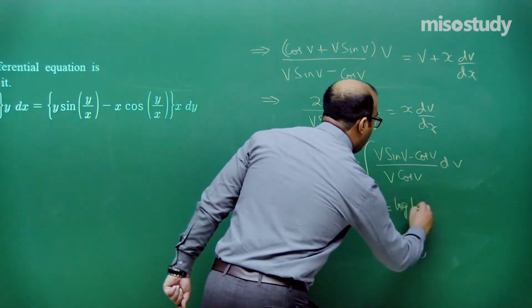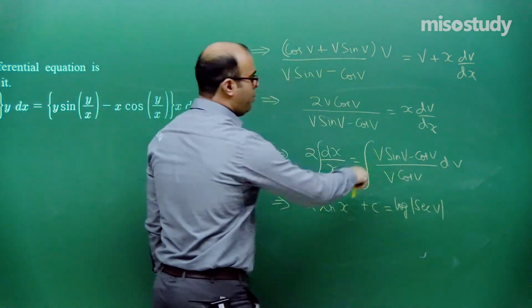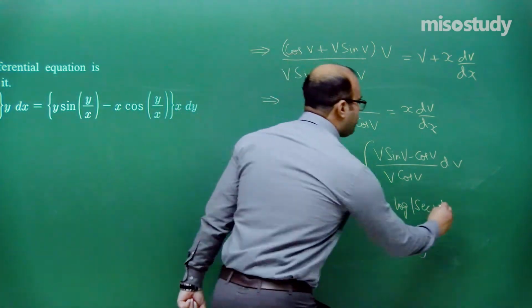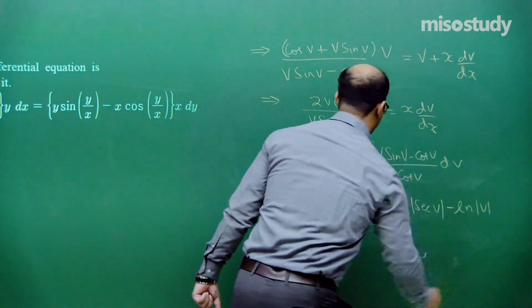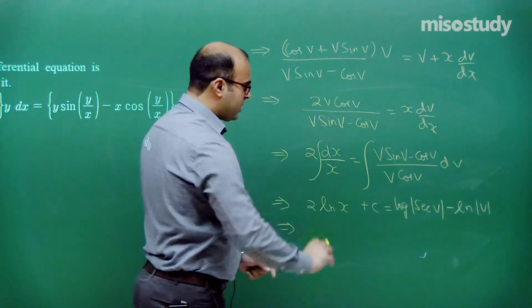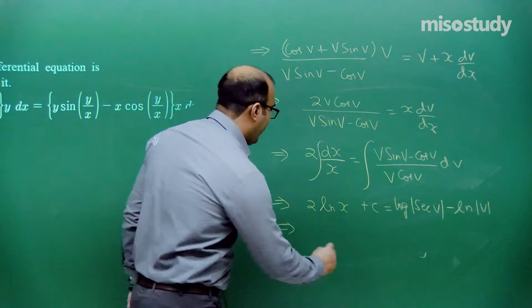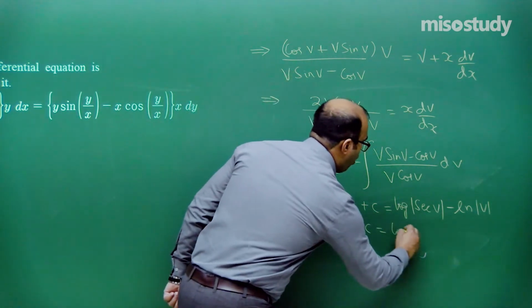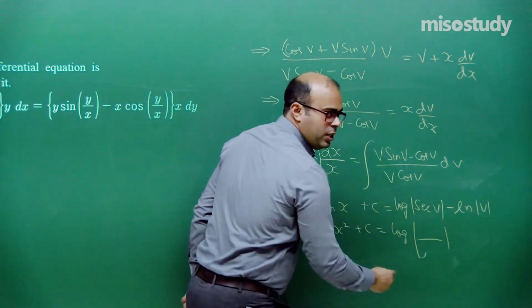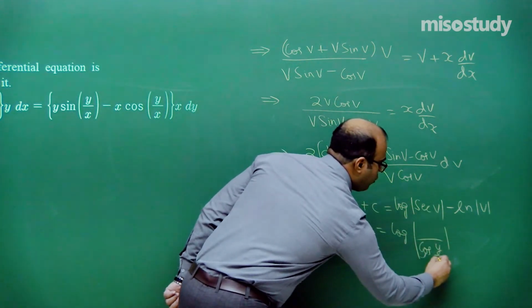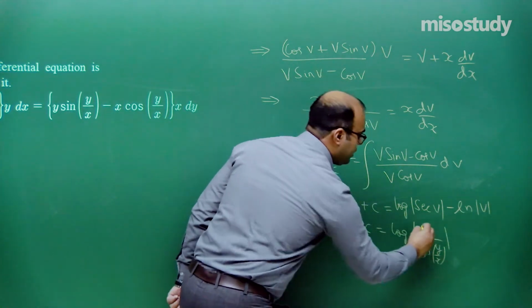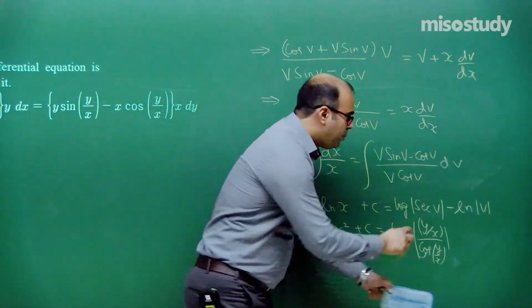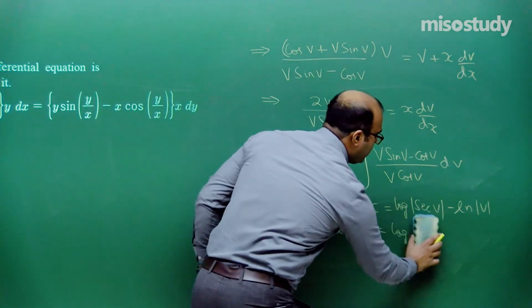Log of mod of sec v. And what will happen? Minus cos v by v cos v. Cos v will cancel, you will get minus 1 by v, which is minus log of mod v. So finally we can write whole of these things. After putting v is equal to y by x, this becomes log of x square plus c. This becomes log of, this comes in the denominator, it will become cos v, that is cos of y by x, and this gets multiplied, this becomes y by x. Of course here it is a minus sign, so it will also come in the denominator.